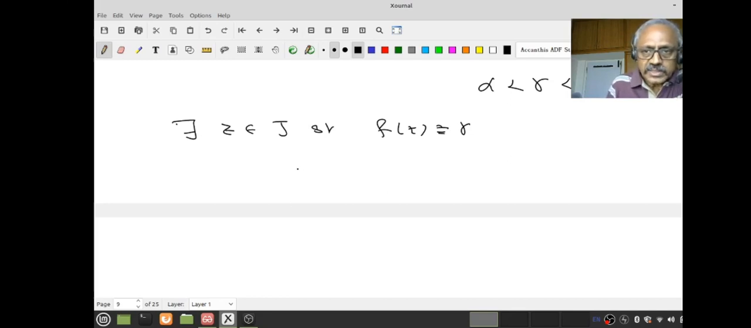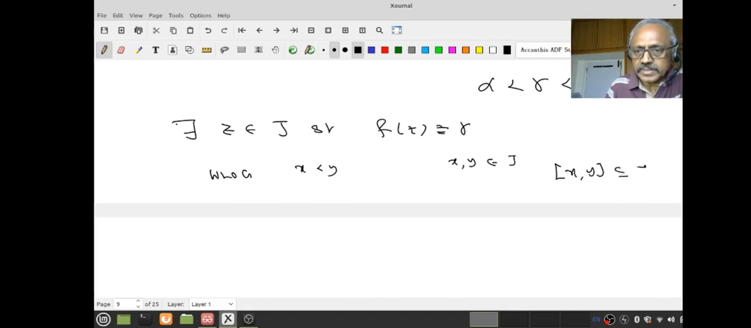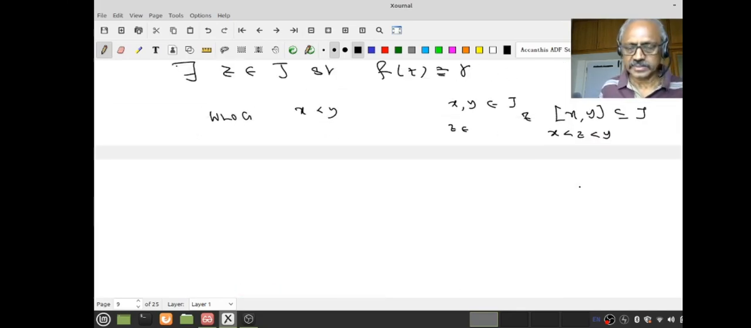So, let us assume x is less than y without loss of generality. Now, since x and y belong to J, therefore the entire interval xy is contained in J. Do you agree with that? Because give me any z in the interval, then x is less than z less than y, but x and y are in J, therefore z is in J. That's the definition of interval. Okay, good.